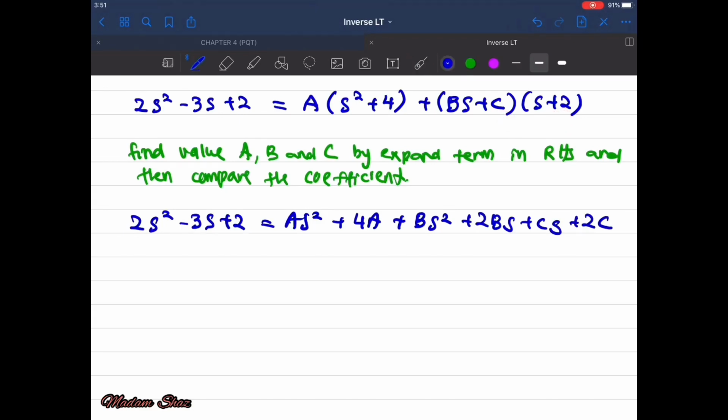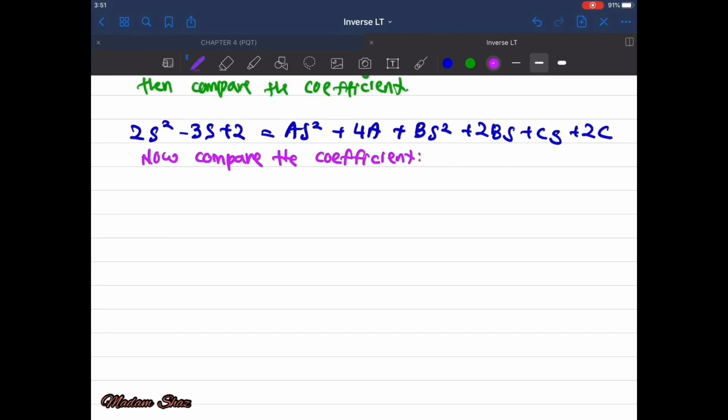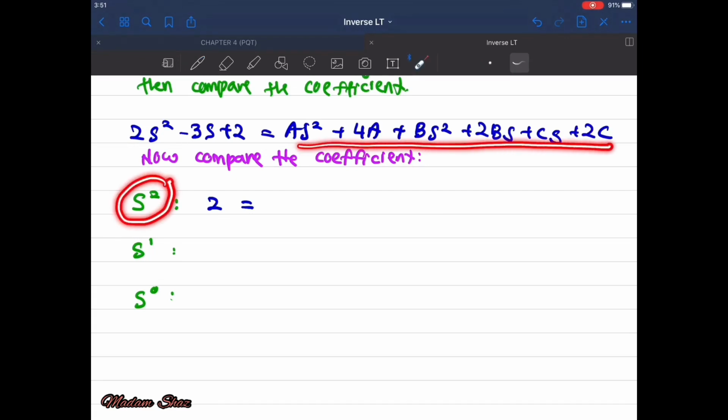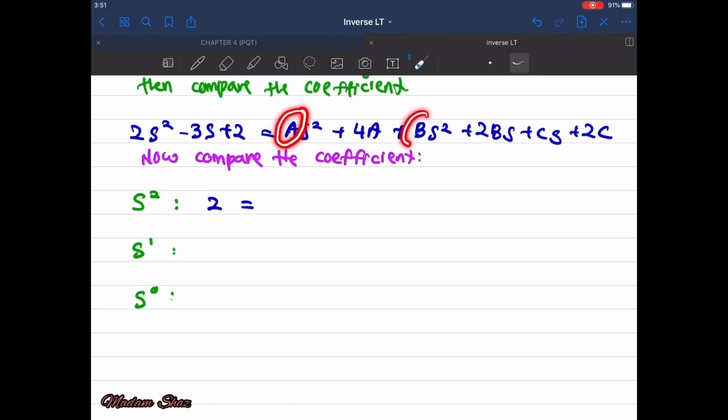So now we want to compare the coefficients. Comparing the coefficients means that you have to refer to the highest power of s that we have. So the powers that we have are s power 2, s power 1, s power 0. Start from the left hand side. For s with the power of 2, we have 2. 2 is equal to the s squared terms on the right hand side, where we have A plus B. So this is our first equation.